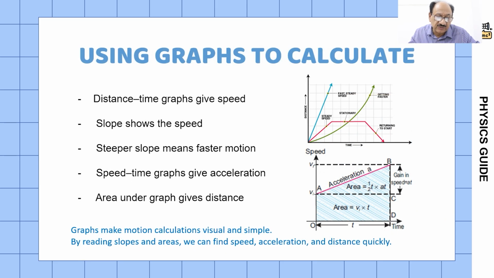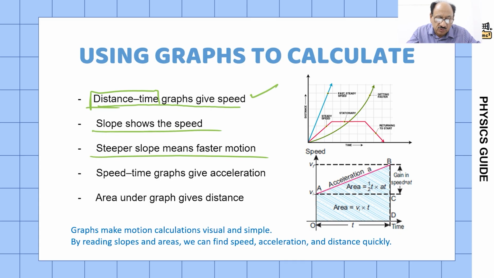Further, we can discuss these graphs also. We can use these graphs to calculate. So the distance time graph gives speed. Keep in mind, in the distance time graph, the slope of the graph gives us the speed, and the slope shows speed. The steeper the slope, the faster the motion. The speed time graph gives us acceleration.